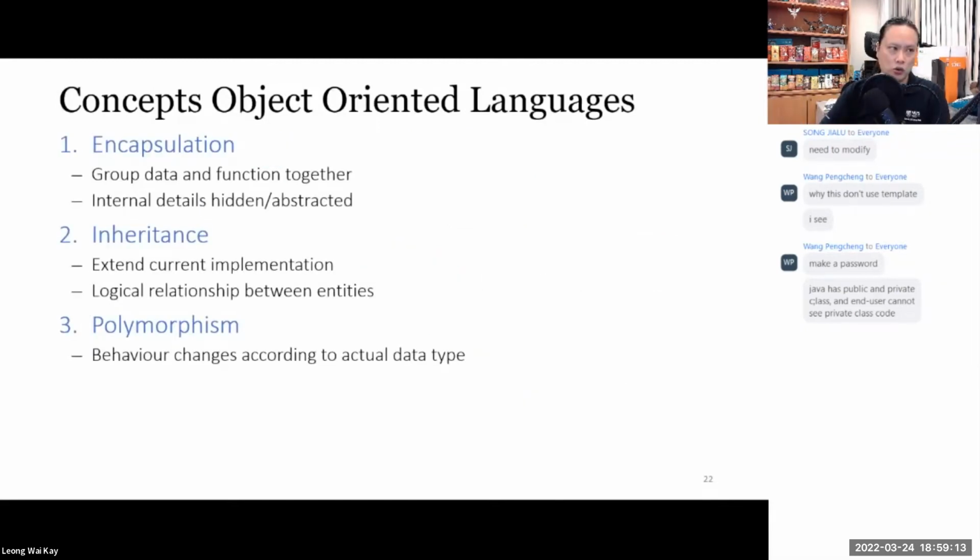OOP has three main concepts, and we'll take three weeks to go through each of them. This week we look at encapsulation. Next week we look at inheritance. Then another week we look at polymorphism. So three different concepts to cover, and we spread it out over three weeks.